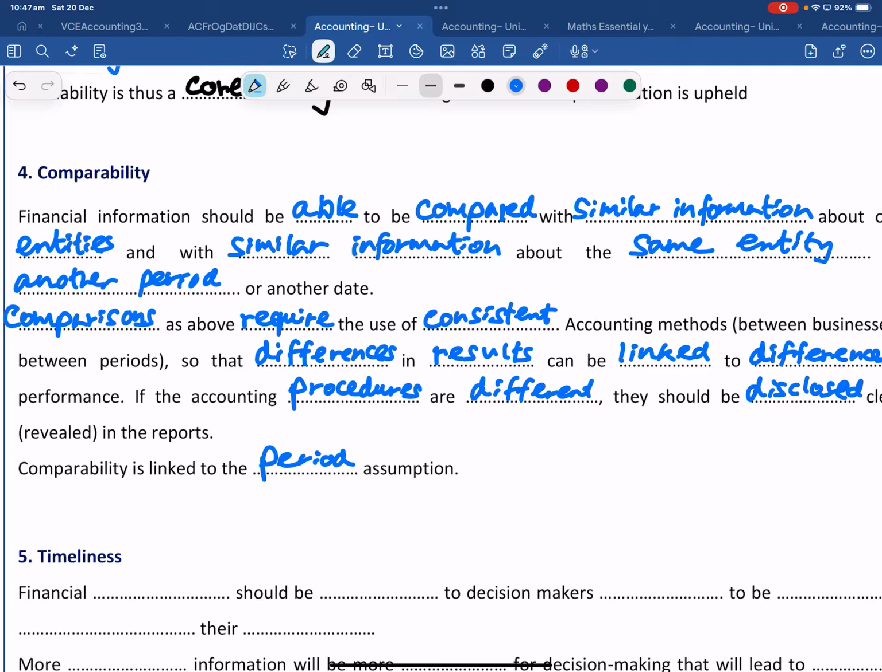Okay, guys. Then, technically, any questions? As I told you, this is related to the accounting period assumption. Any questions?